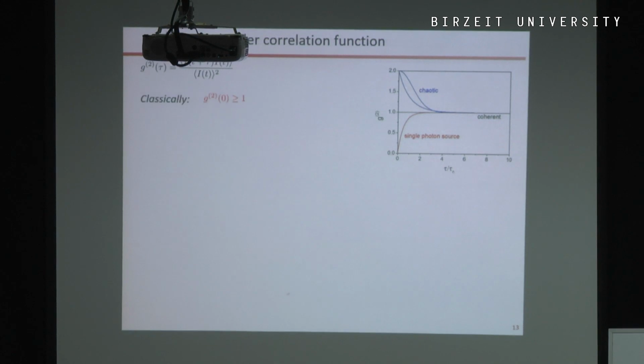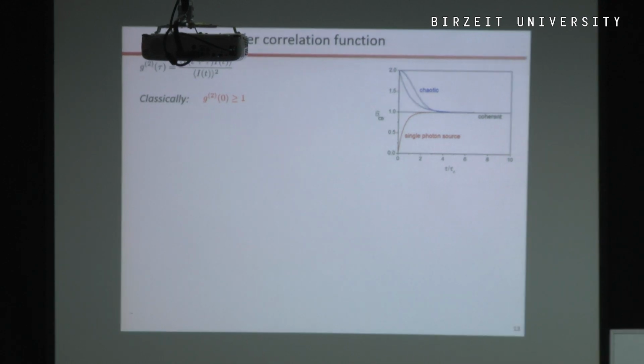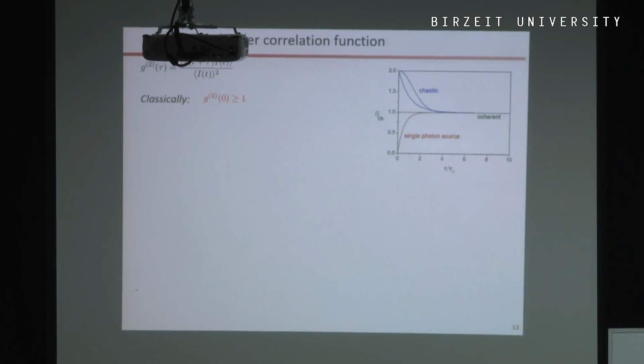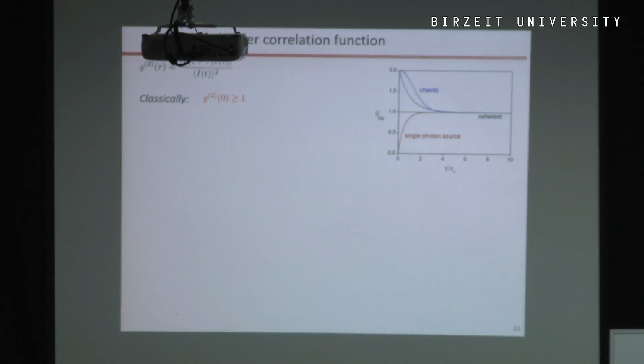So yet again, here is a reminder of this correlation function. We are looking at what is the probability that I will have certain intensity at time t plus tau if I have certain intensity at time t. And classically, you will find that G2 at time 0 has to be bigger than or equal to 1. What does it mean, G2 of 0? Tau is equal to 0. So what I'm saying is that the mean of E squared divided by E mean squared has to be bigger than 1.